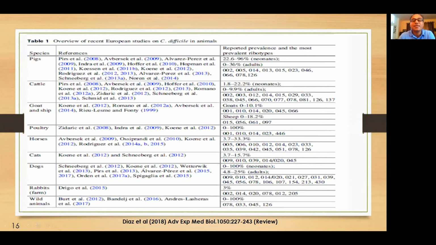Here we can see the prevalence can be from 0% to 100%. So it's widely variable. Some animals can be highly colonized, and some may be free from C. diff. Overall, it depends on the age of the animals and their feed and health condition, and also may be associated with antibiotic use, because we use a lot of antibiotics in the agricultural system. So that may be enhancing the colonization of this pathogen in animal guts.